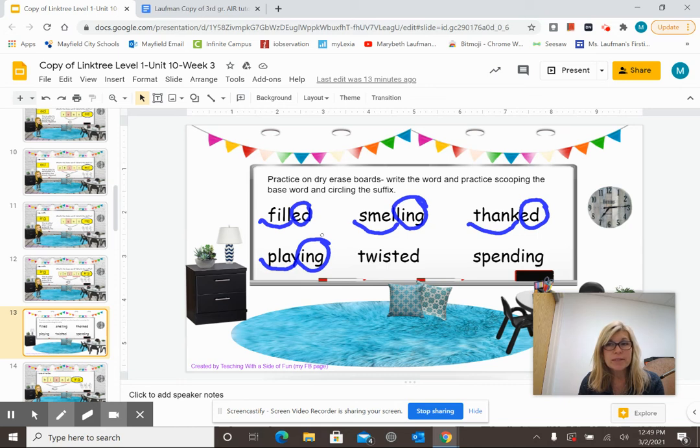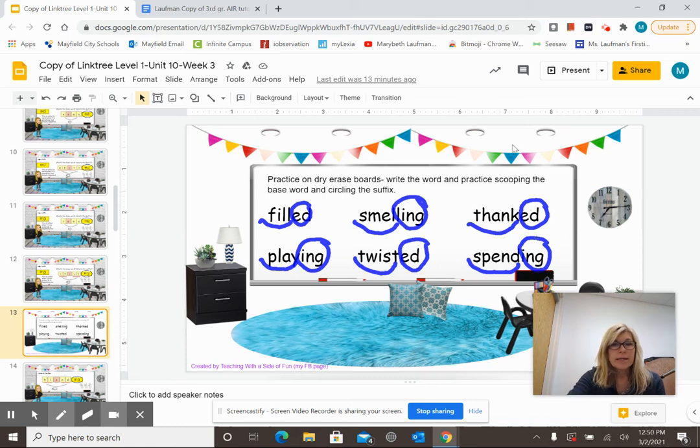All right, now twisted. Write the word twisted on your board. Scoop the base word and circle the suffix. Oh, listen, the ed at the end says ed. Twisted. And the last one is spending. So write the word spending, scoop the base word, and circle the suffix. Spending. That means you're doing it right now. He is spending money.